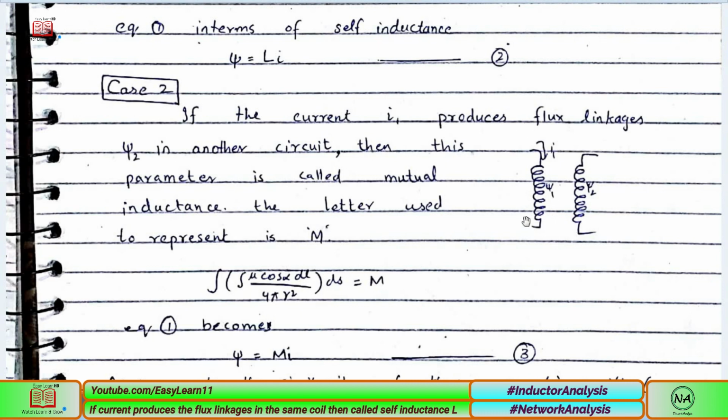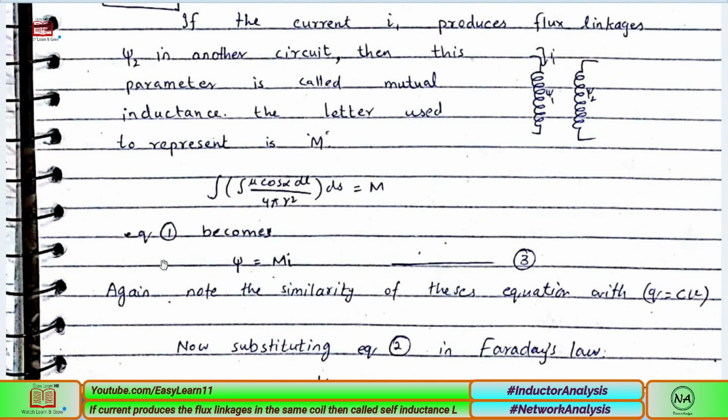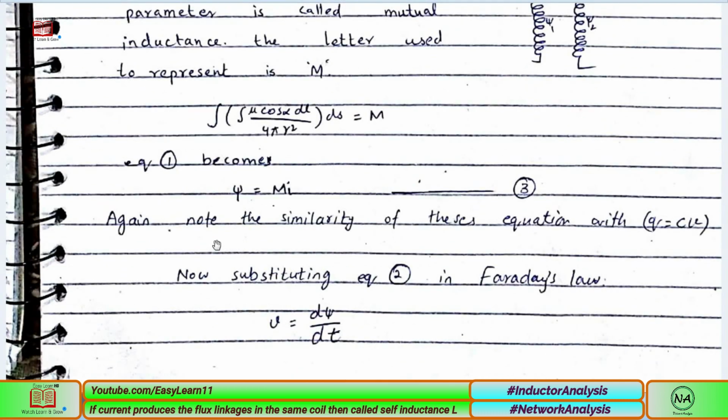Then we will call it by the letter M, which means the inductance due to the mutual cooperation of two or three systems, and it is represented by the letter M. So the overall coefficient of the inductance parameter can now be replaced with the letter M. So our equation number 1, in the case of the mutual system, becomes mutual inductance, Mi. So this is replaced with M. This is equation number 3.